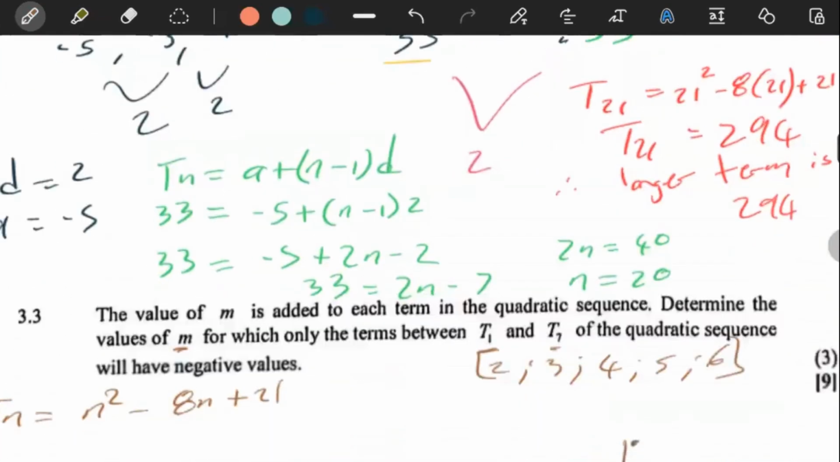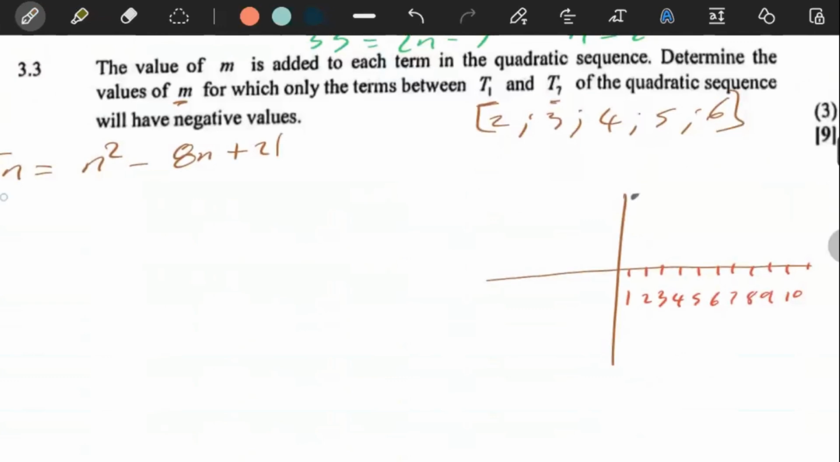So at some point, the graph is going to turn. Let's see where that turning point is. To get the turning point, we can use this formula, minus b over 2a. This will give us the middle of our parabola. So minus b over 2a. This is 8 divided by 2, that's a 4. So somewhere at 4, that's where our graph turns.